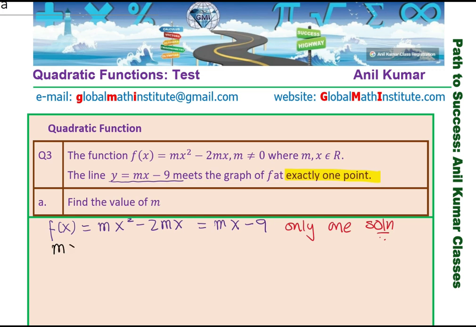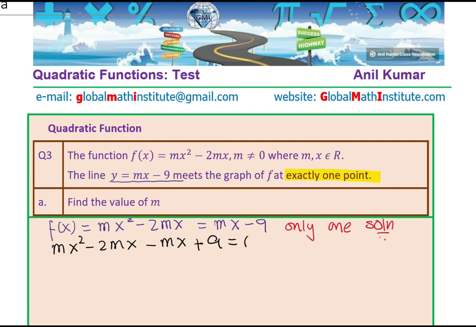So let's do that. We have mx squared minus 2mx. Bringing all the terms to the left hand side and combining the like terms, we get mx squared minus 3mx plus 9 equals 0. Now we have a quadratic equation. How do we solve it? Well, let's apply the quadratic formula. That is one way to do it.